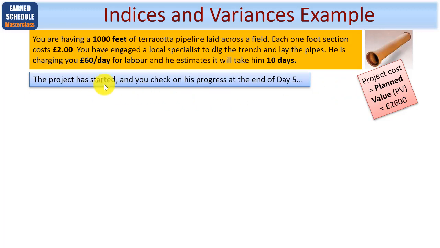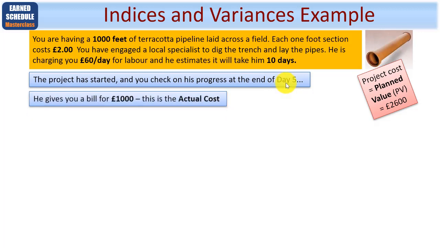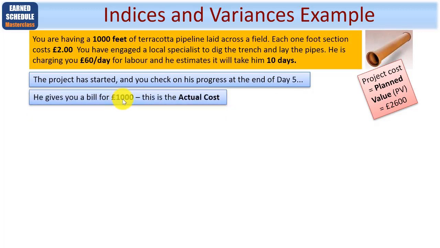Let's assume your project has started and you check the specialist progress at the end of day 5. At the end of day 5, he gives you a bill for £1,000. This is the actual cost. And he tells you that he's laid 333 out of the 1,000 pipe sections.